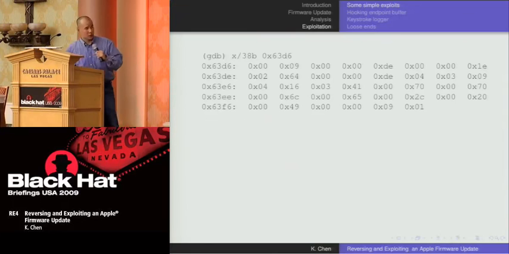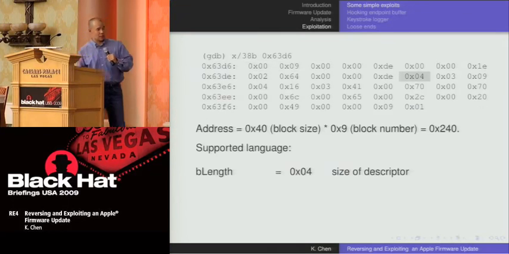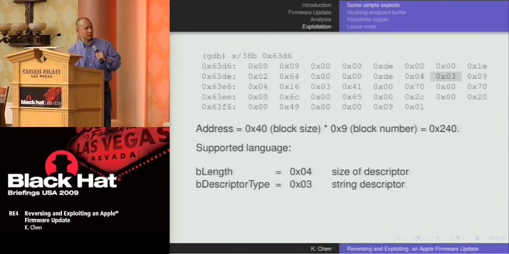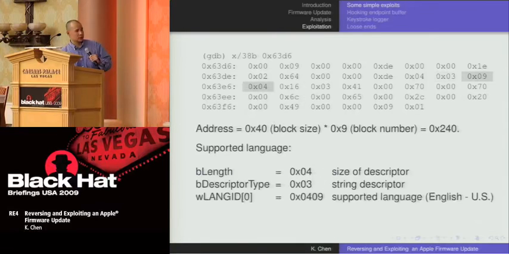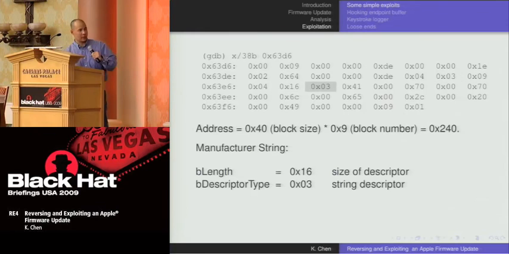If we look through the firmware image at this location, and this is the address, you can parse it using the USB standard. We see the supported language, this is an English keyboard. We have the size of this, the manufacturer string. It's Pascal style, so it's hex 16, the string descriptor. And then we see in Unicode, A, P, P, L, E, comma, space, I, N, C, Inc.